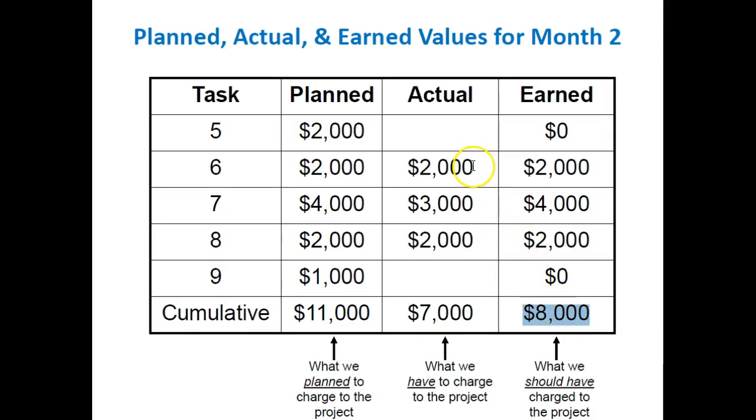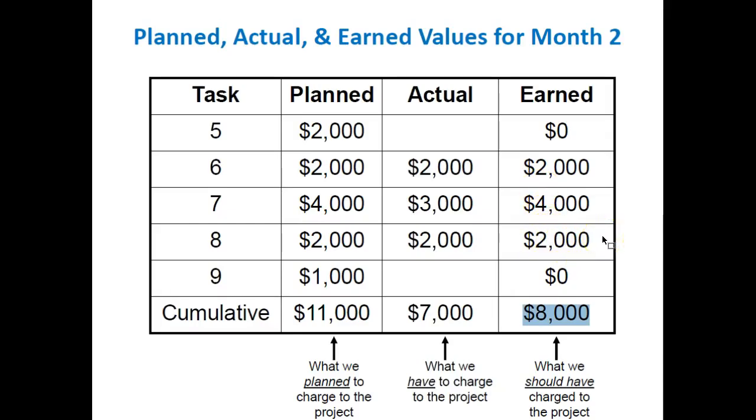Our actual costs then are 2, 3, and 2, so $7,000 of actual costs. So again, the planned value is what we plan to have charged the project during month 2, right? So we plan to charge 11K. What we charge for month 2 is the tasks that we completed at the actual costs, so 7,000. And then what we should have charged the project is $8,000. This is the earned value, so we only get earned value for the tasks that we completed.